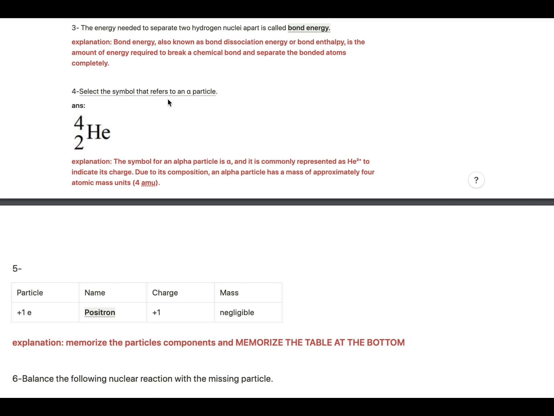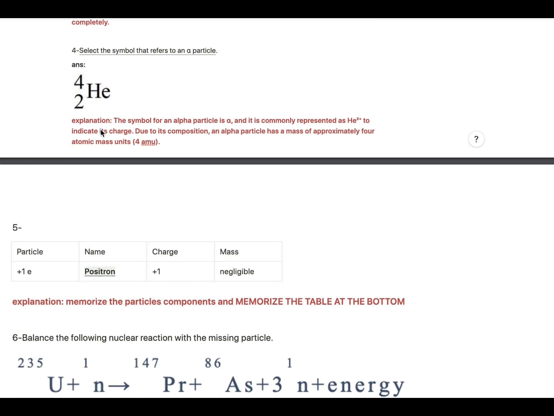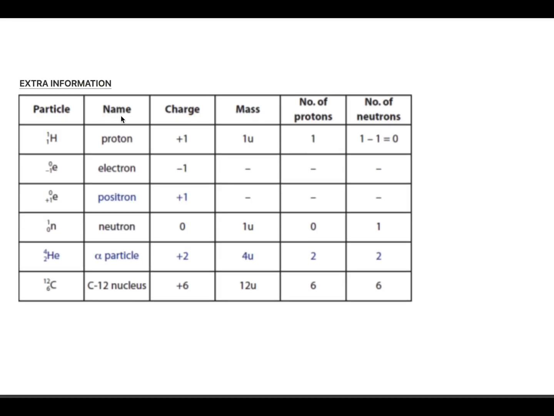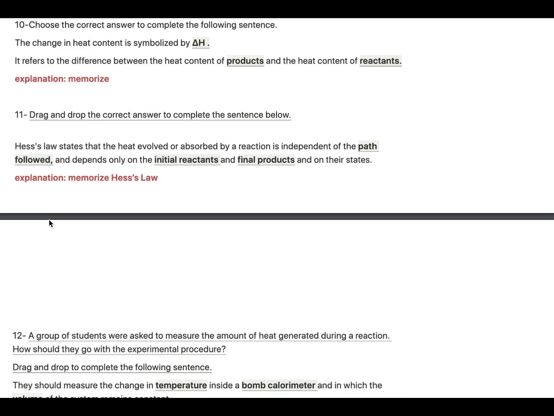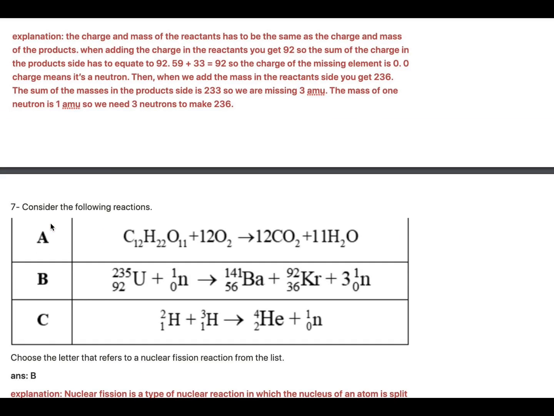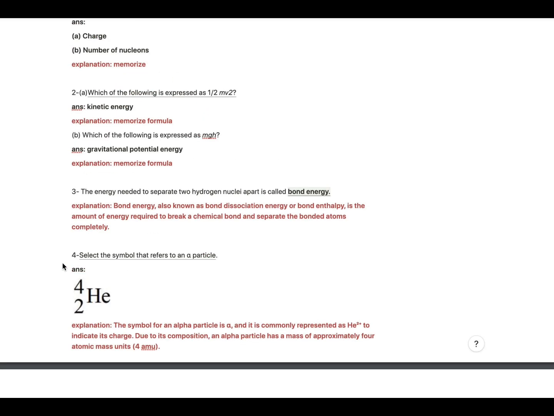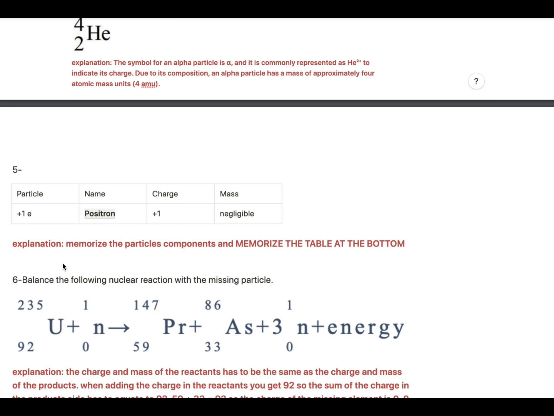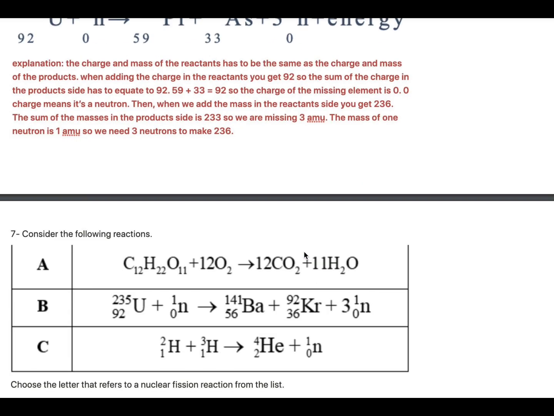Select the symbol that refers to an alpha particle. So at the end of the sheet right here, you will see a table which you will have to memorize. The protons, electrons, positrons, neutrons, alpha particles, the charge, the mass, the number of protons, number of neutrons, you'll have to memorize, as well as the actual particle symbol and so on. Okay, so memorize that. Same with number 5, you'll have to memorize the table at the bottom. This is at the end of the video.